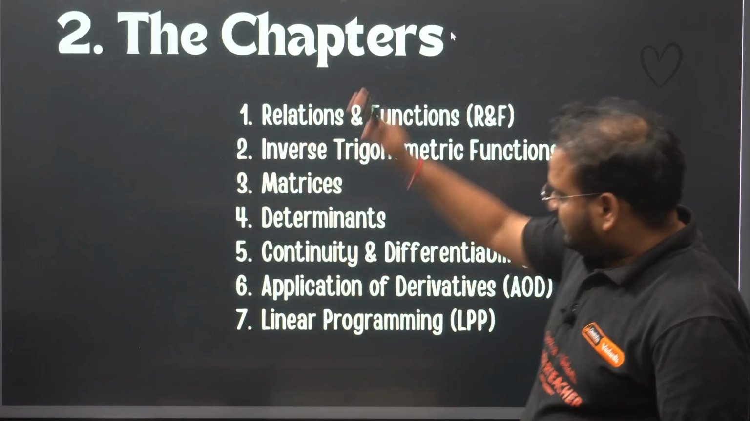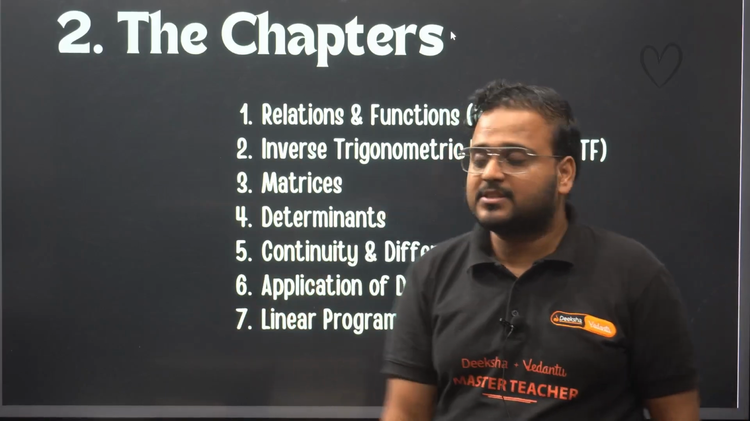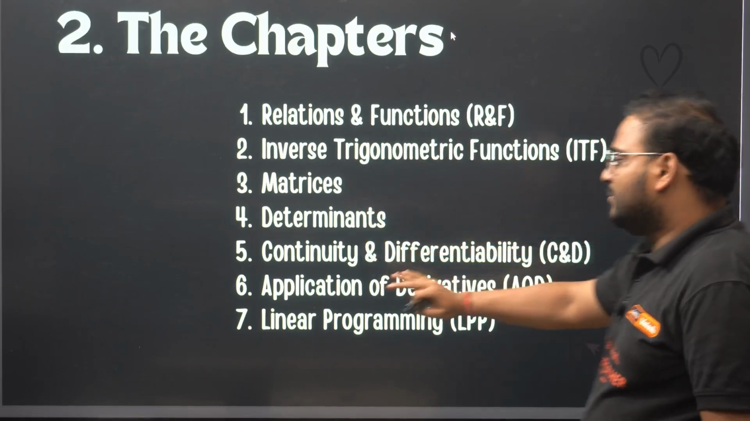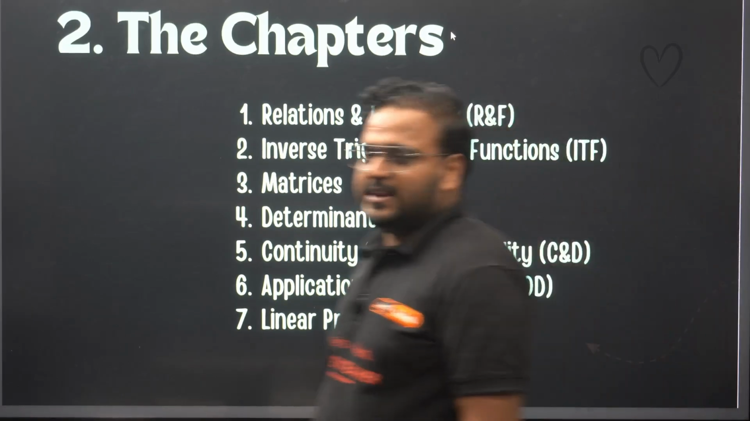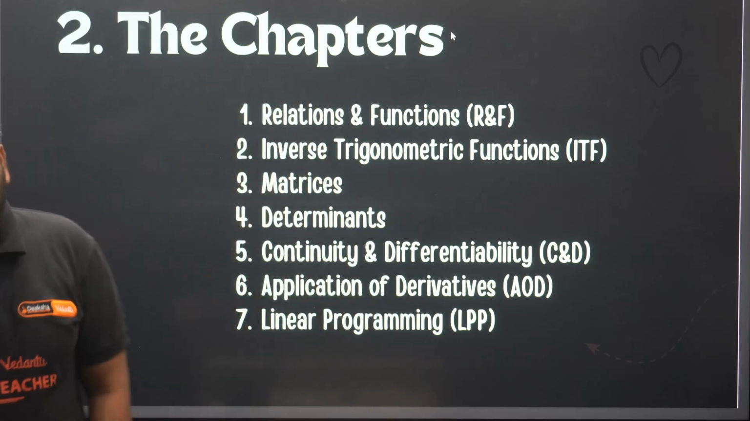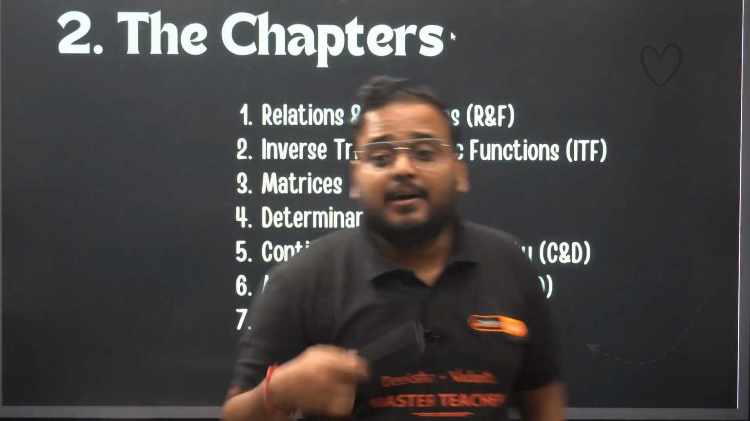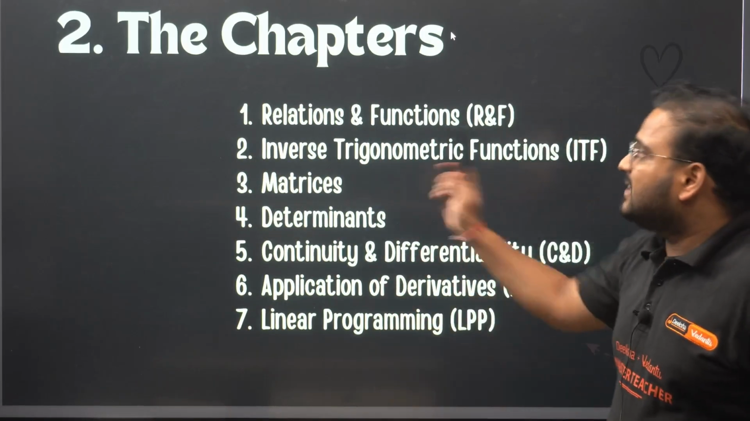Okay, so these are the 7 chapters that I have planned as of now for your revision preparation. We have relation and functions, ITF, matrices, determinants. The calculus 2 chapters are there, CND and AOD, and the last is very easy, LPP. Linear programming problems are there as the 7th chapter. Okay, as I said, if I have missed something, you have to let me know in the comment section. So the second thing is chapters.